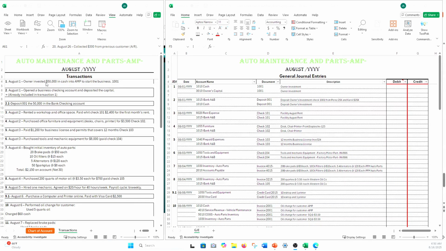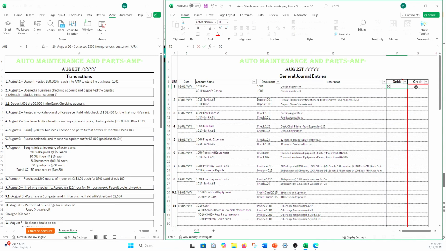August 1st, owners invest $50,000 in cash into A&P to start the business. Please assume this is check number 1001. So we have to record that money. When you put the money in, you have cash in your pocket, on your desk, in your safe. So that's a cash account. We put 50,000 debit in cash because you have it there. And the reason why you put it there is because it's a capital investment, so we credit capital investments.